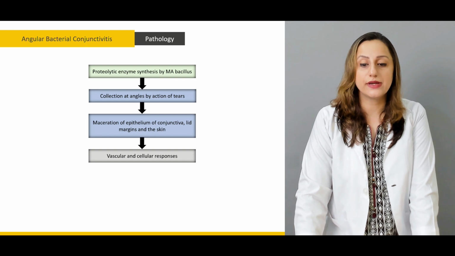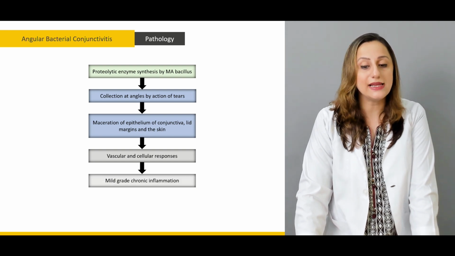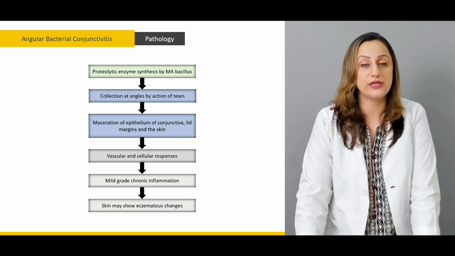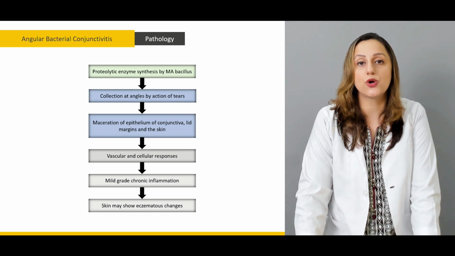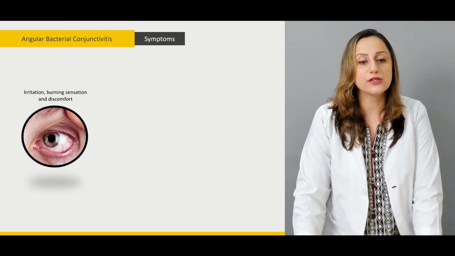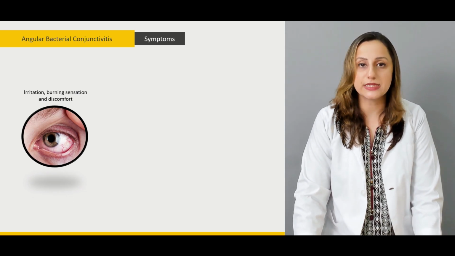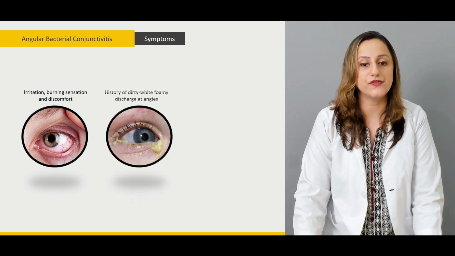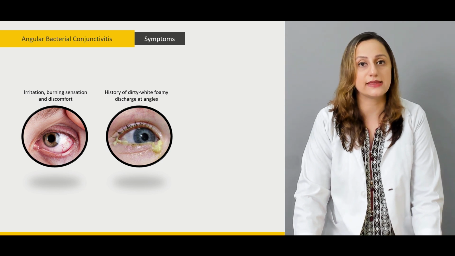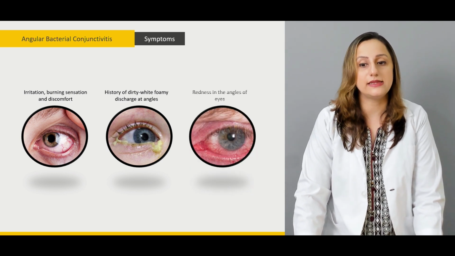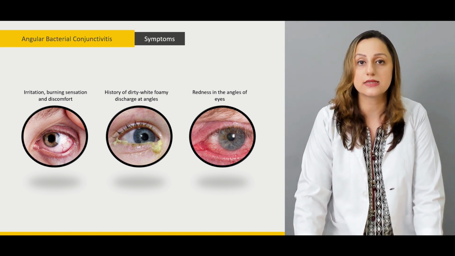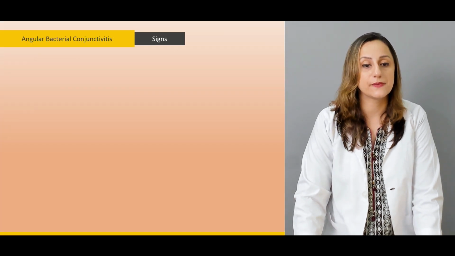Then we have the vascular and cellular responses. There would be a mild grade chronic inflammation observed in these cases, and the skin may even show eczematous changes due to the continuous irritation. The symptoms would include mild irritation, burning sensation and discomfort. There would be a history of dirty white foamy discharge, especially observed at the angles, that is the medial and lateral canthi, and redness in the angles of the eyes, and in a lot of cases the skin would be seen macerated.